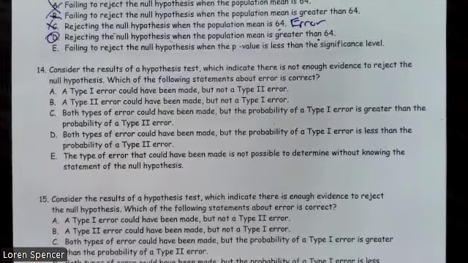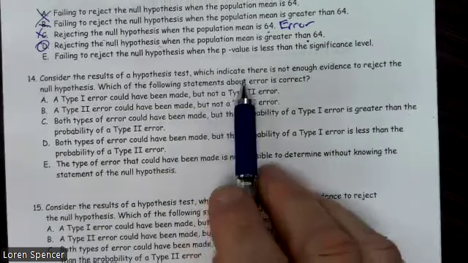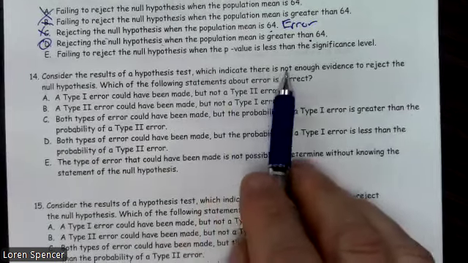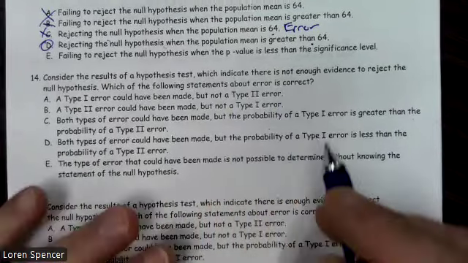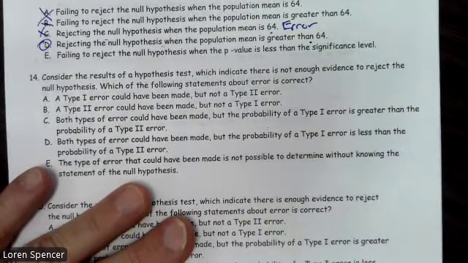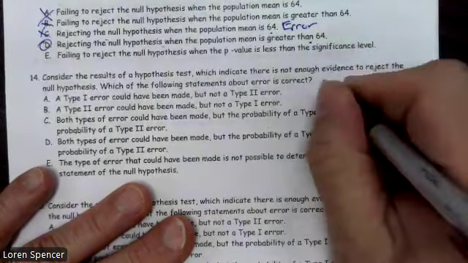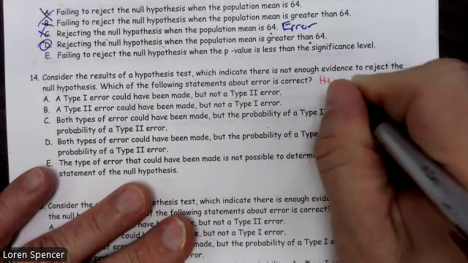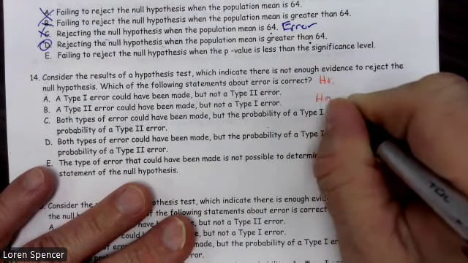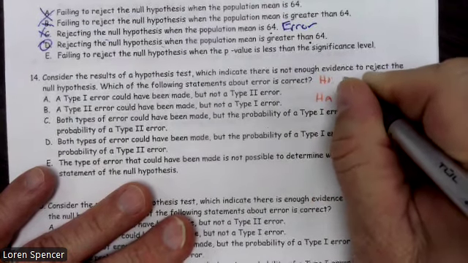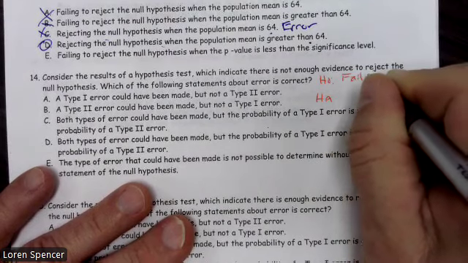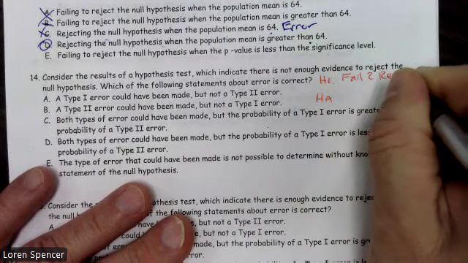Consider the results of a hypothesis test which indicates there's not enough evidence to reject the null hypothesis. Which of the following statements about the error is correct? All right, in this case, we have H0 and HA. There's not enough evidence, so we fail to reject.